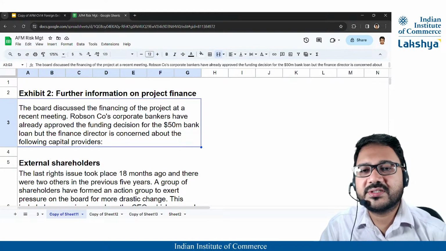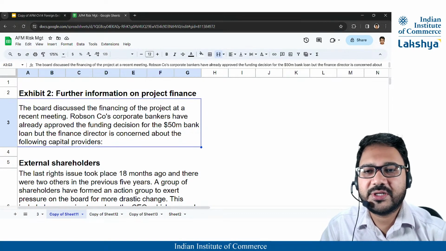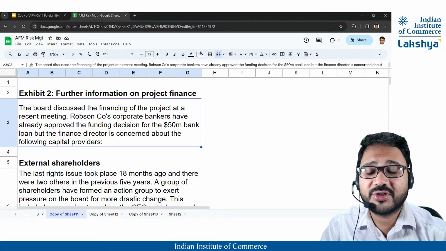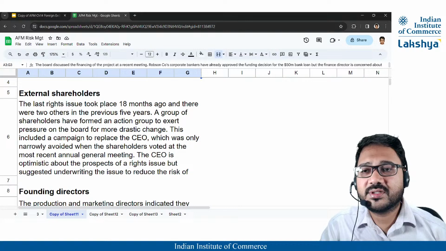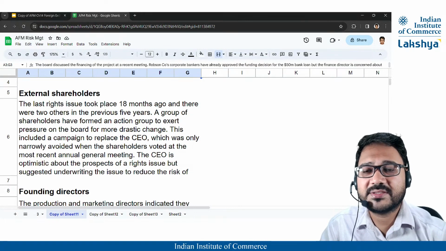Let's read. The board discussed the financing of a project at a recent meeting. Robson corporate bankers have already approved a funding decision of a $15 million bank loan. The finance director is concerned about the following capital providers. External shareholders, the last rights issue took place 18 months ago, and there were two others in the previous 5 years.